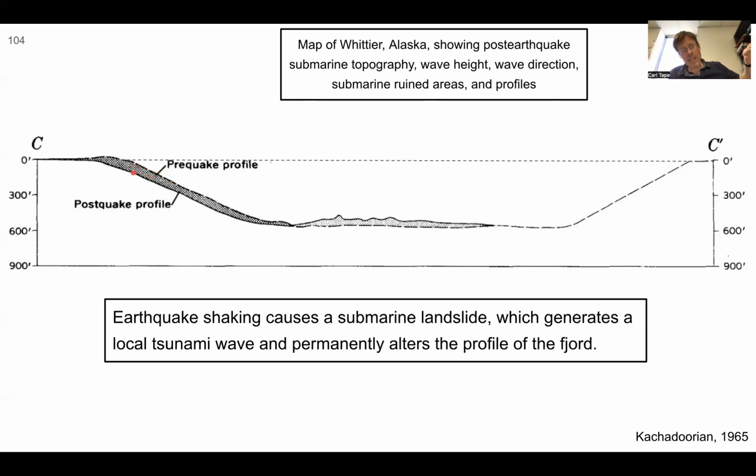It's just too steep to handle, and it wants to send it down to lower regions. And so this landslide occurred, and the material kind of was redeposited down below. And that action of moving mass underwater created the local tsunami, and those waves that bounce back and forth caused the destruction and loss of life. So earthquake shaking causes a submarine landslide, which generates a local tsunami wave and permanently alters the profile of the fjord. The land surface is changed.